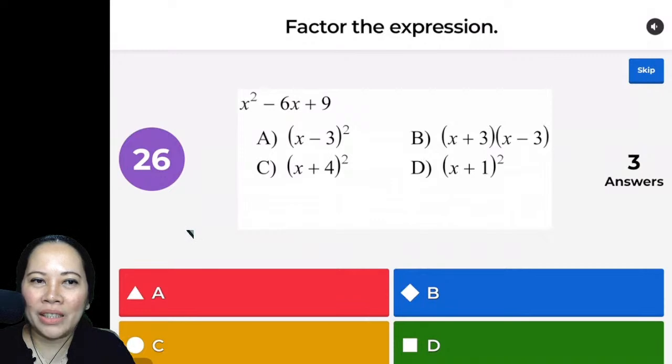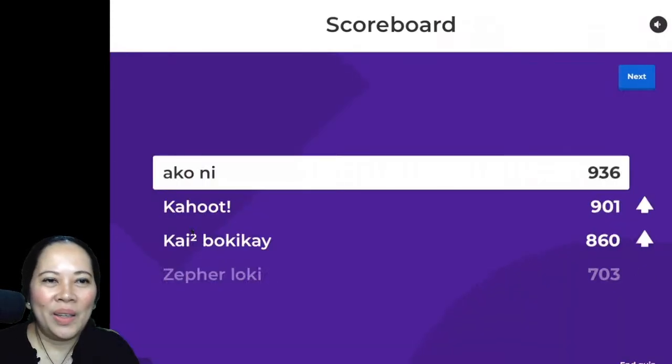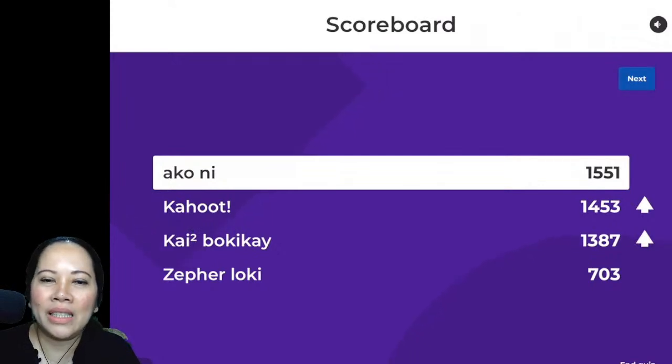What is the factor? Wow, well done, it's A. Okay, it's not a C or B. Again, if it is a trinomial, it's always the same sign, negative, negative, or positive, positive. Akuni is still on the lead.